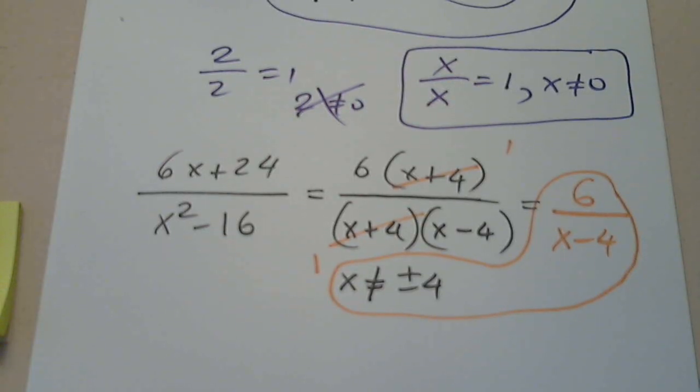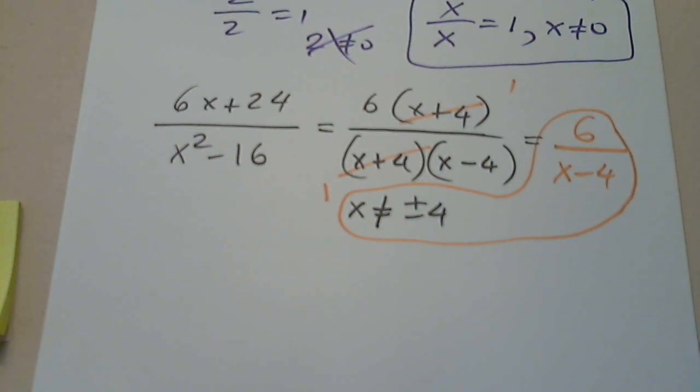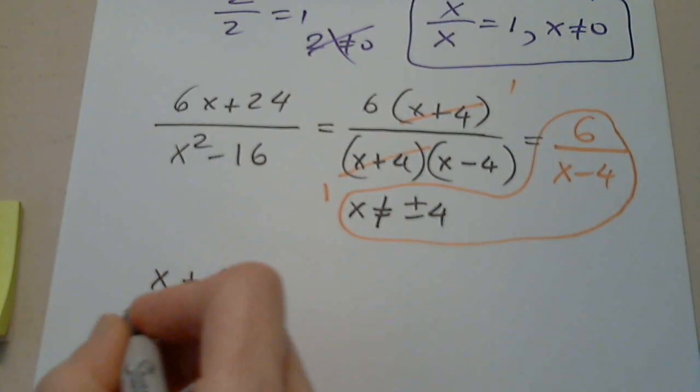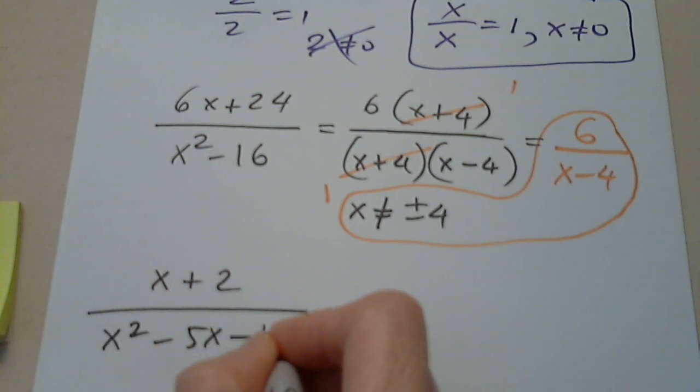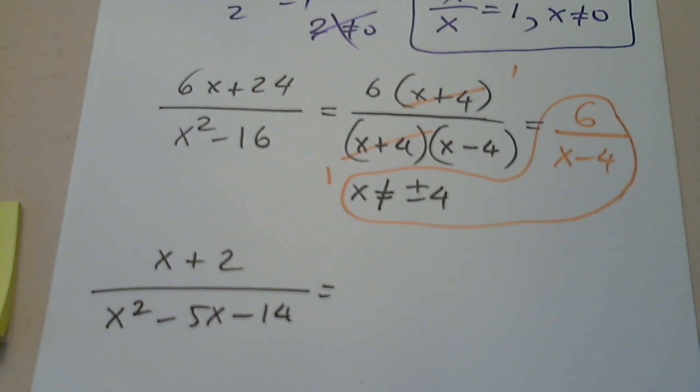Any questions? Okay, moving on. X plus 2 over x squared minus 5x minus 14. Good, so let's work on this for 1 minute. Let's see what we get. Remember to state restrictions on x, even if the book does not require those. Please keep that in your mind. Restrictions on x have to be stated before we simplify, not after we simplify.